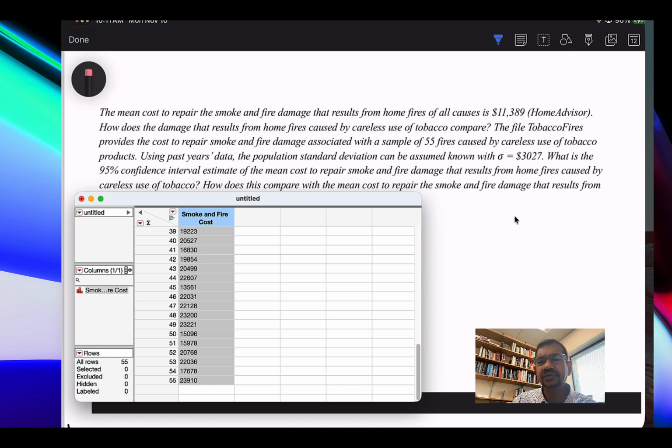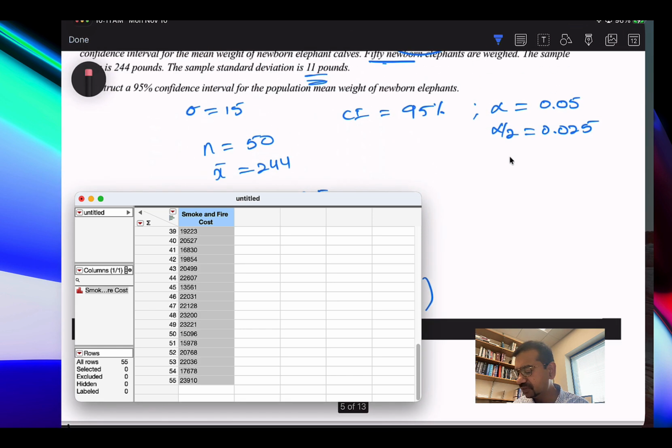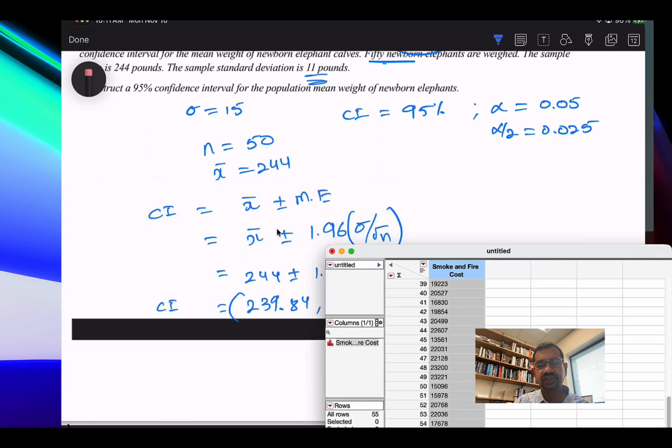So let's also assume that we know that the standard deviation can be assumed to be 3027. So we will use this. If we use the method that we did before, we can calculate the sample average, and then we are back in creating the margin of error where we look at 1.96, which is the z corresponding to our alpha of 0.025 on either tail, and then we can multiply it with the standard error of our sample mean.